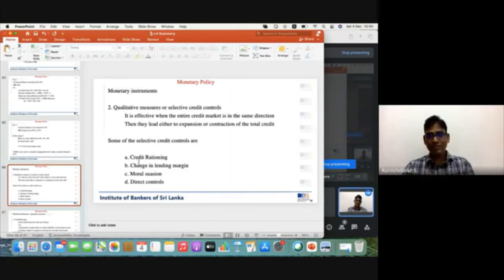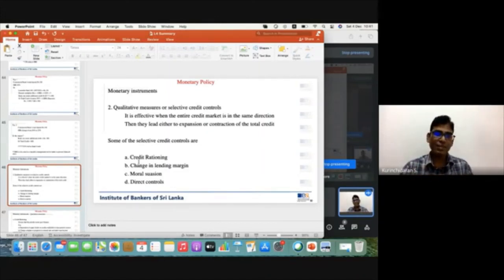Or like securities. We say, okay, for shares you have to have a haircut of 25%. That means you can lend only 75% of the share value. But the central bank can say, okay, if it is S&P shares, you can go up to 90%. Then the share market would perform better sometimes, and the companies can get more money for their investment. So it's selective credit control.